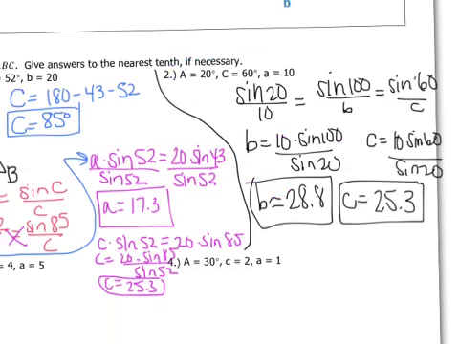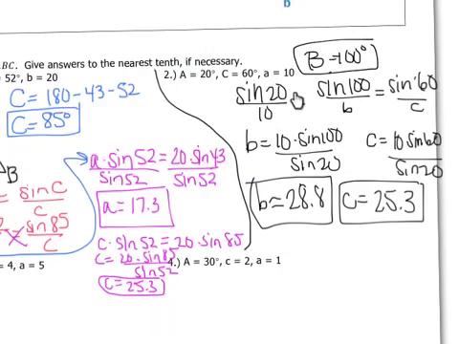Okay, first thing that we wanted to do, take 20 degrees and 60 degrees from 180 to get the measure of angle B. I should probably write that out a little bit clearer. The measure of angle B is 100 degrees. Then set up your proportions.